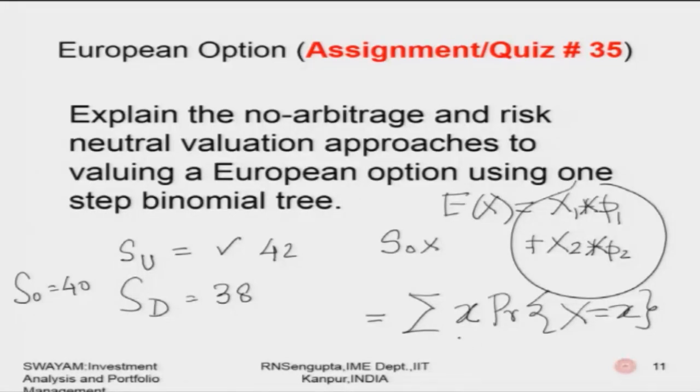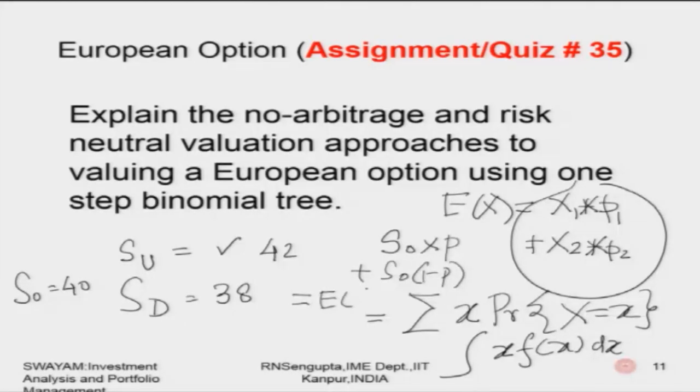And if we have the continuous case, you will integrate from the minimum value of x to the maximum value of x, I am not putting the limits, and you find x into f of x dx, where small f of x is the PDF of that distribution, and x is the random variable. So, based on that you can find out S naught into p plus S naught into 1 minus p. That should be equal to the expected value of ST, and based on that you can calculate the values.